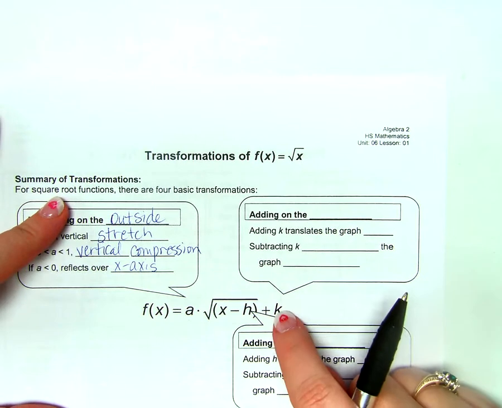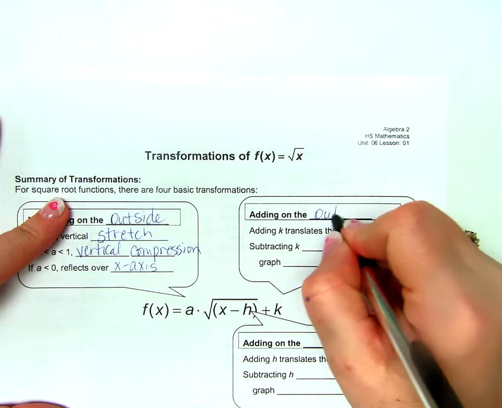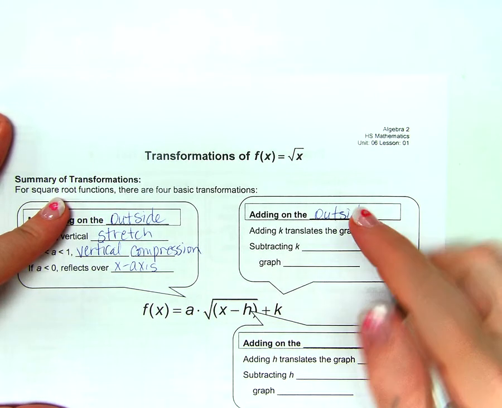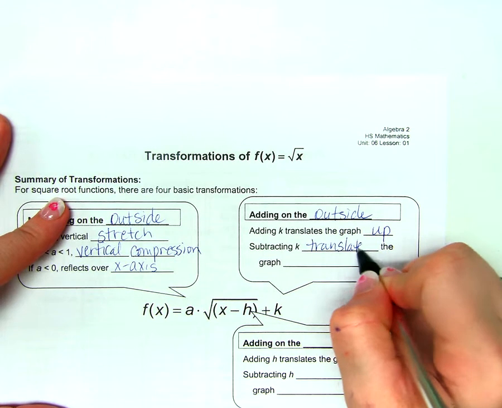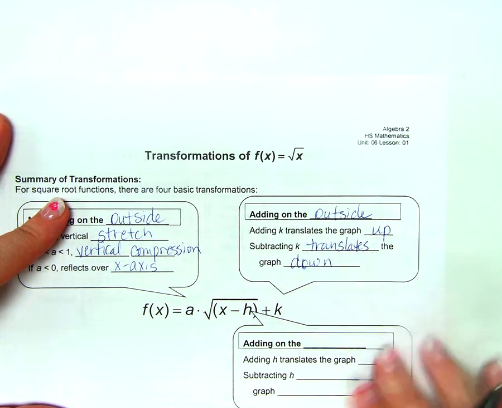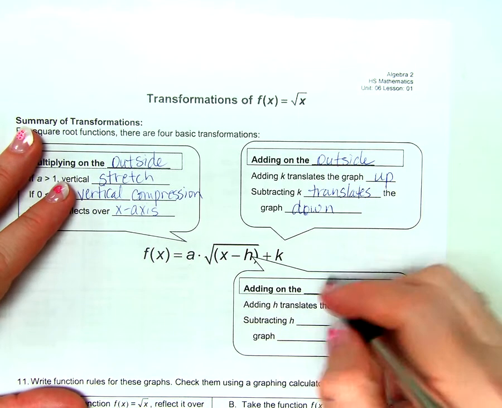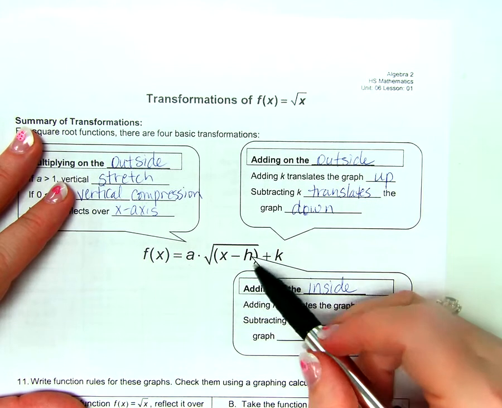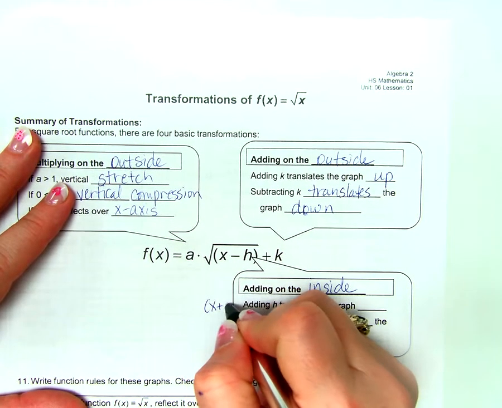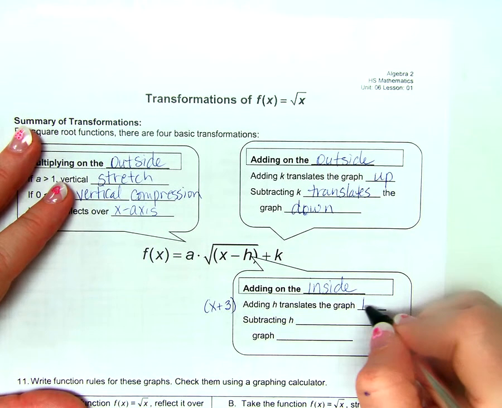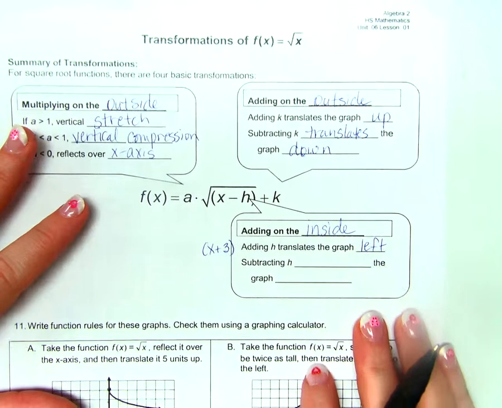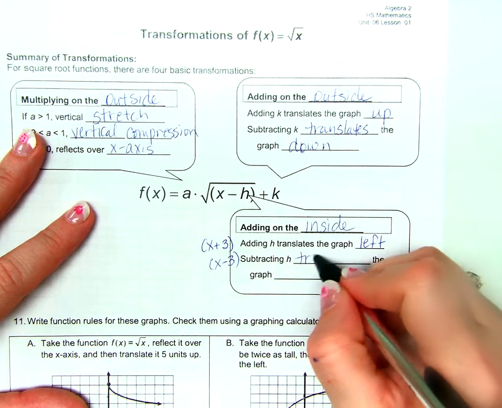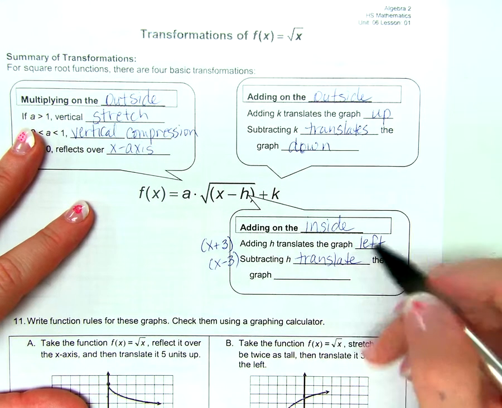If we're adding on the outside, adding k translates the graph up, subtracting k translates the graph down, and the last thing we have is the h. We're adding, though, this time on the inside. Okay, so adding h translates the graph left. So if it looks like x plus 3, for instance, it's going to translate the graph left. It's inside, so it's opposite of what we think. If we're subtracting h, so if it looks like x minus 3, we're going to translate the graph to the right.